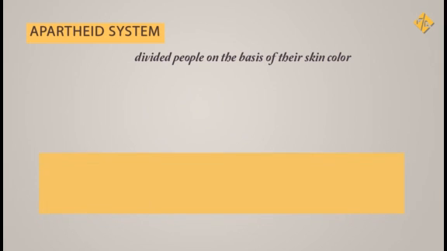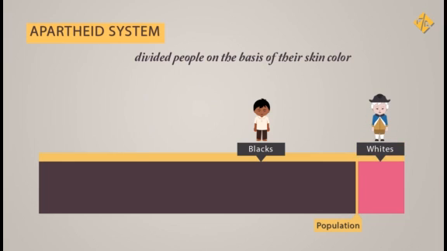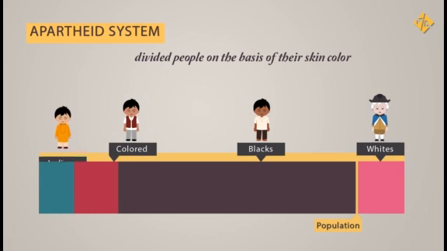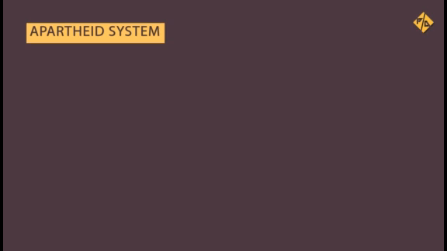The native people of South Africa made up about three-fourths of the population and were called blacks. Europeans who were fair in color were known as whites. There were people of mixed races known as coloreds, which also included people who migrated from India. The whites considered themselves superior and treated others as inferiors. The apartheid system was so harsh that it led to segregation.